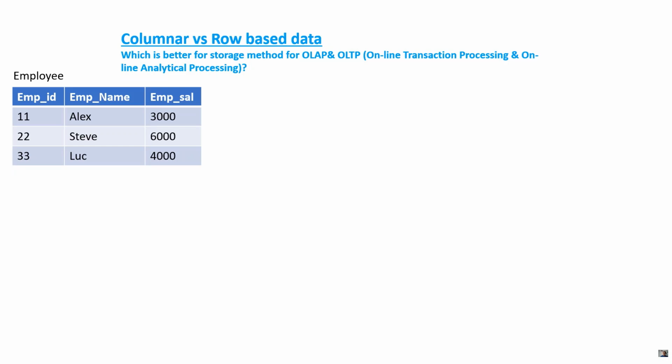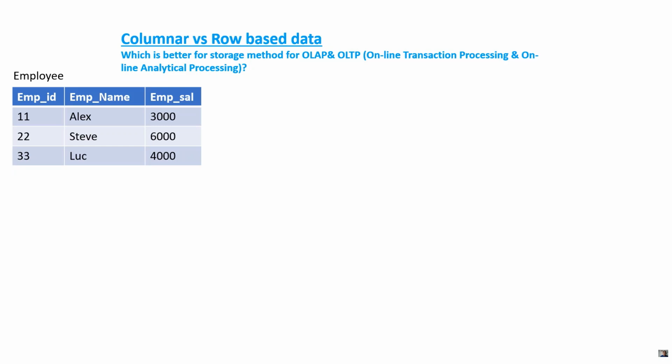Before discussing Parquet in detail, let's understand what columnar storage is, what row-based storage is, and what the advantage of each is. Then we'll discuss OLAP and OLTP, and which is best in which scenario. In this scenario, we have taken an example. We have the employee table, with employee ID, employee name, and employee salary. These are the three columns we are talking about here.